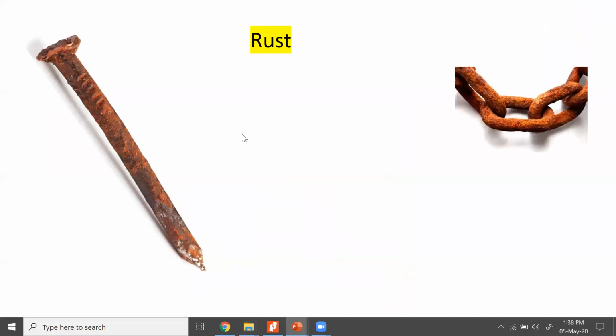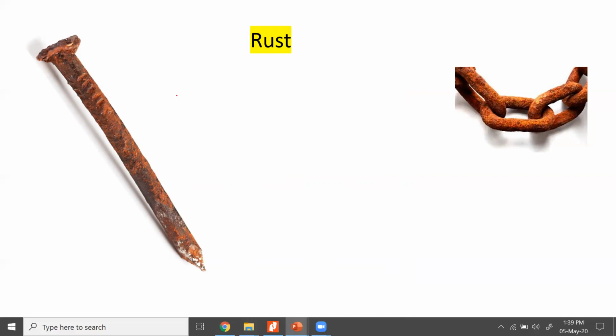At first, we can talk about rust. Students, I think you know what rust is. You see an iron nail, an iron chain, and a brown color substance present on the nail. This brown color substance is nothing but rust. So what is the definition of rust?